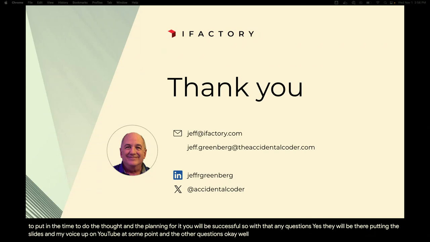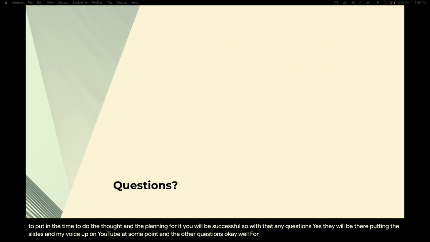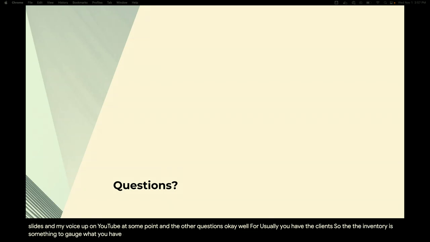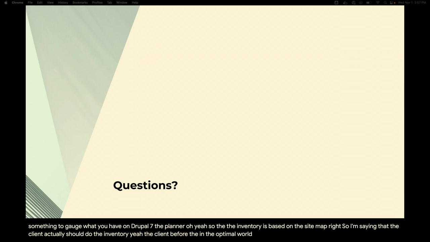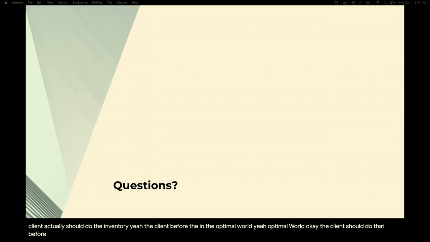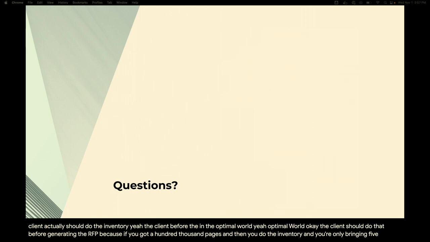I have a question. You mentioned something about the content inventory at the beginning, and I think, did you say have the clients do that at the end, not necessarily the content strategy? Maybe I heard it wrong. Oh, so the inventory is something to gauge what you have on Drupal 7. Okay, I guess it was the site map. Oh, yeah, so the inventory is based on the site map. And did you say to have the clients help with that? So I'm saying that the client actually should do the inventory, in the optimal world, before generating the RFP. Because if you've got 100,000 pages and then you do the inventory and you're only bringing 5, that's a big difference in the cost.